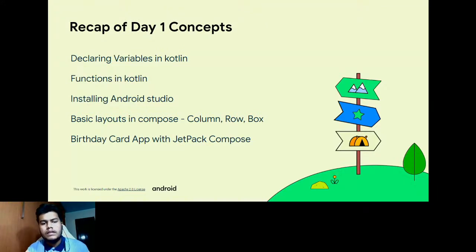So here are the concepts that we covered on day one. We showed you how to declare variables in Kotlin, how to define a function, and what sort of operations you can do with the help of the Kotlin language. And then we shared links on how to install Android Studio, and we also showed you the different types of layouts where you can build an application, like columns, rows, boxes, etc. And then we also built a birthday card app with the help of Jetpack Compose.